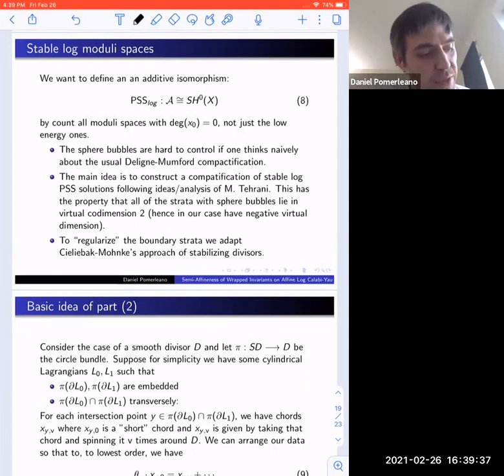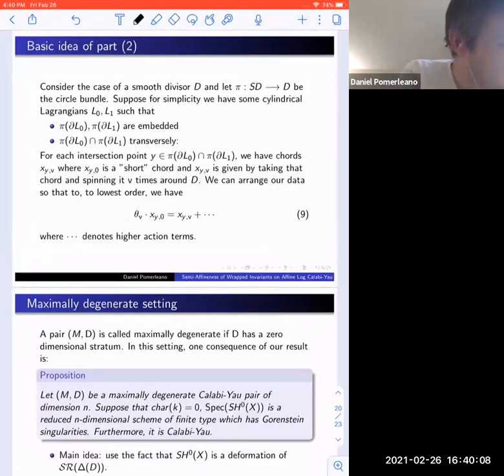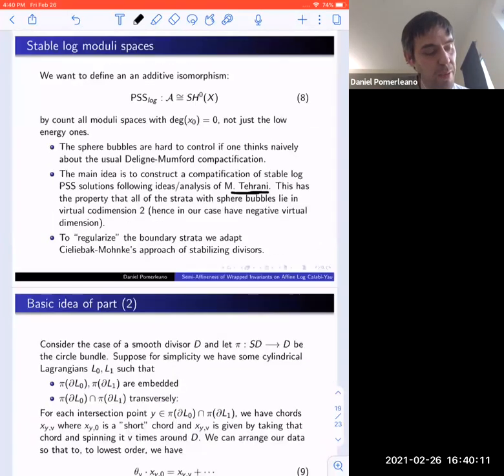There's been a lot of work done on log moduli spaces in the symplectic setting by Mohammed Tehrani. So we use his ideas to construct a nice compactification and construct this isomorphism. Right, so that's the basic idea of how part one is proven.